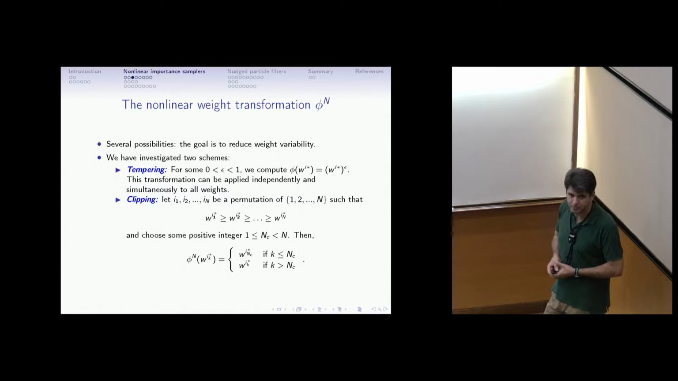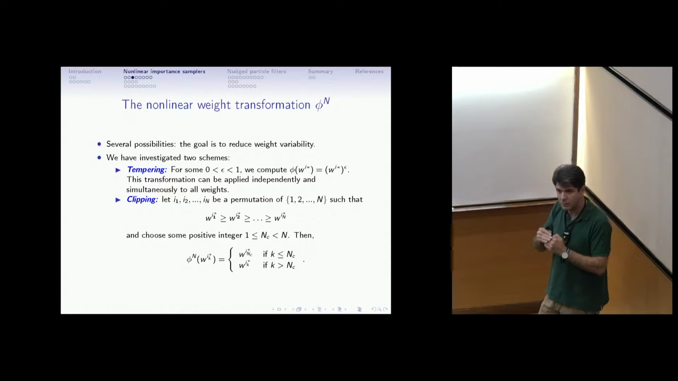One could, by the way, modify this scheme in several ways. Sometimes we call this hard clipping. You could use some sort of soft clipping using some sigmoid function instead of truncation. You could do different things here. But essentially, as I said, what you want is to reduce the variability. And you do it by taking the biggest weights. And the biggest weights, bear in mind, may be many orders of magnitude bigger than the rest of them, and you somehow bring them down.